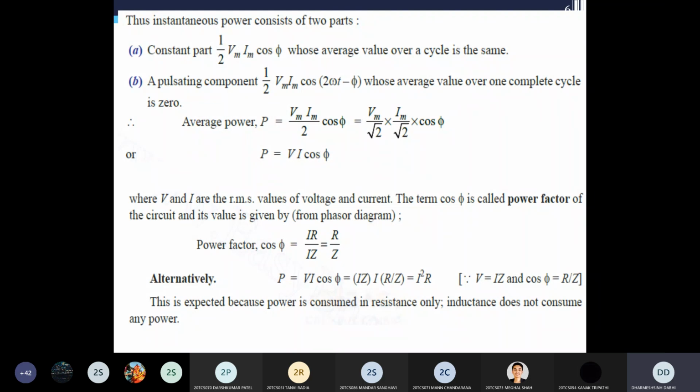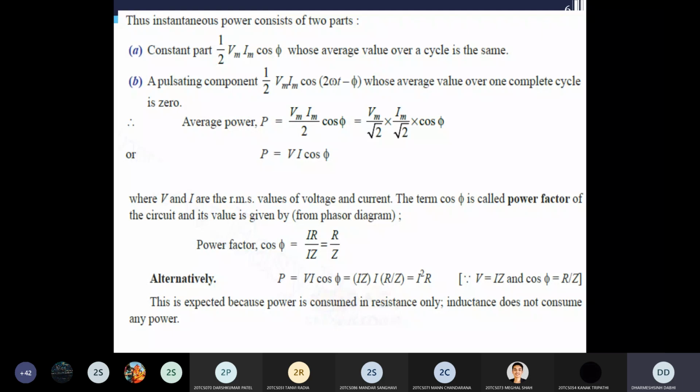So this active component is the power which is responsible for doing the active work. In any electrical circuit, the active component is the component of power which does the actual, useful work. So this is the equation of active power.